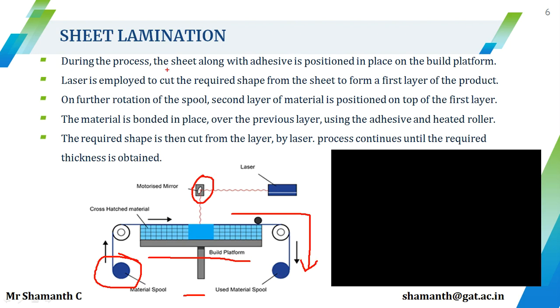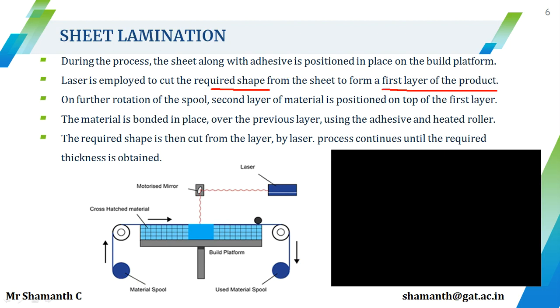During this process, the sheet along with adhesive is positioned in place on the build platform. So the sheet is smeared with adhesive, and that sheet is placed on the build platform. Once it is placed, a laser is employed to cut the required shape from the sheet to form the first layer of the product. Once this happens, the build platform moves downwards by one layer thickness. The distance it moves depends on the layer thickness of the sheet that you are using.